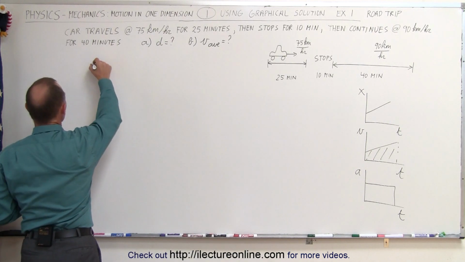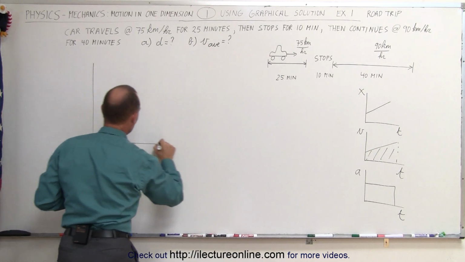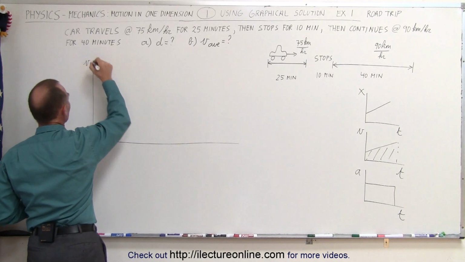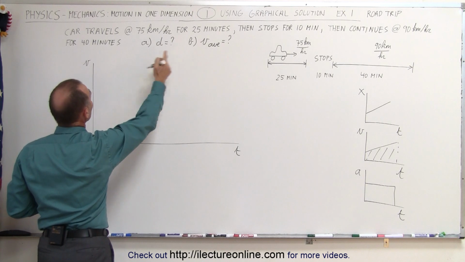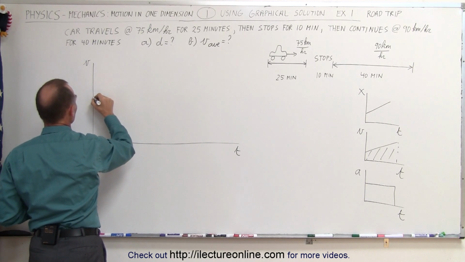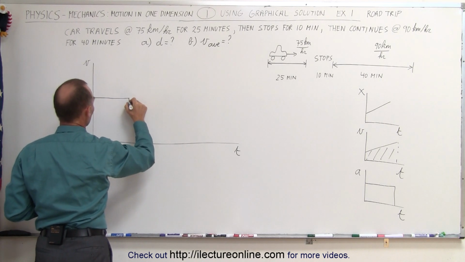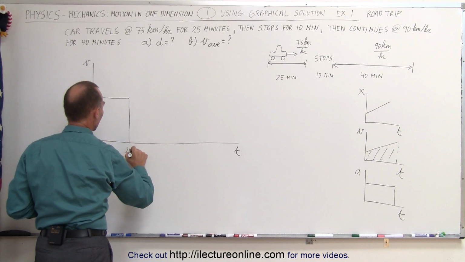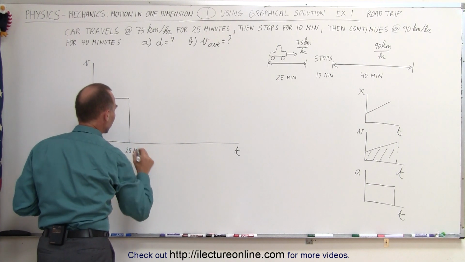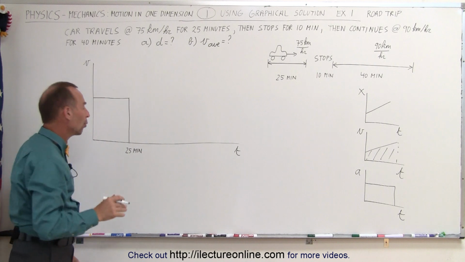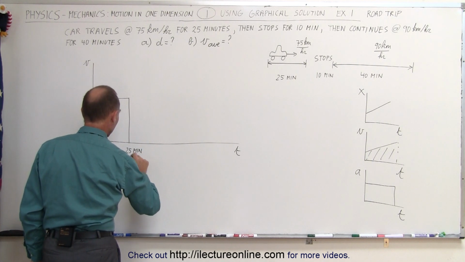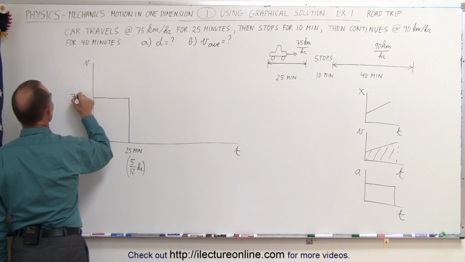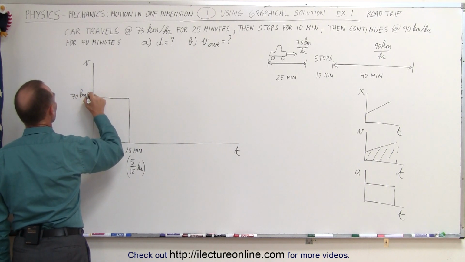So let's draw a velocity versus time graph. So here's the velocity versus time, and for the first 25 minutes we're traveling at 75 kilometers per hour. So here's 75 kilometers per hour for 25 minutes. So 25 minutes, convert that to hours, that would be 5/12 of an hour. So this is 5/12 of an hour. For that amount of time, we're traveling at 70 kilometers per hour.